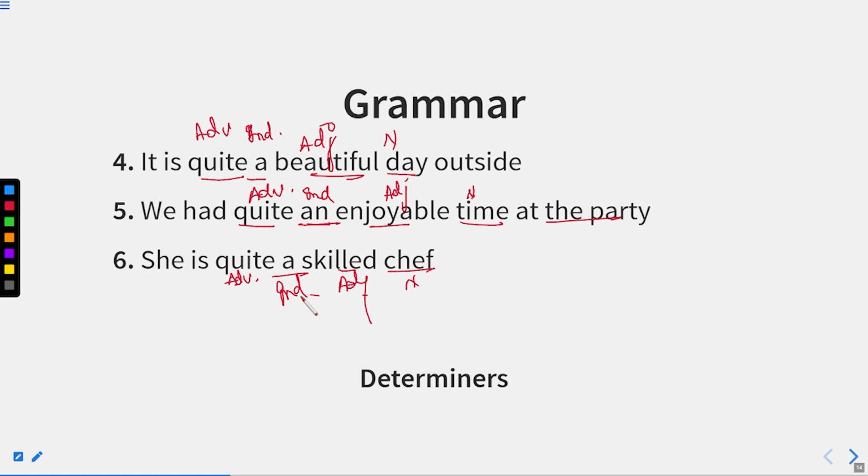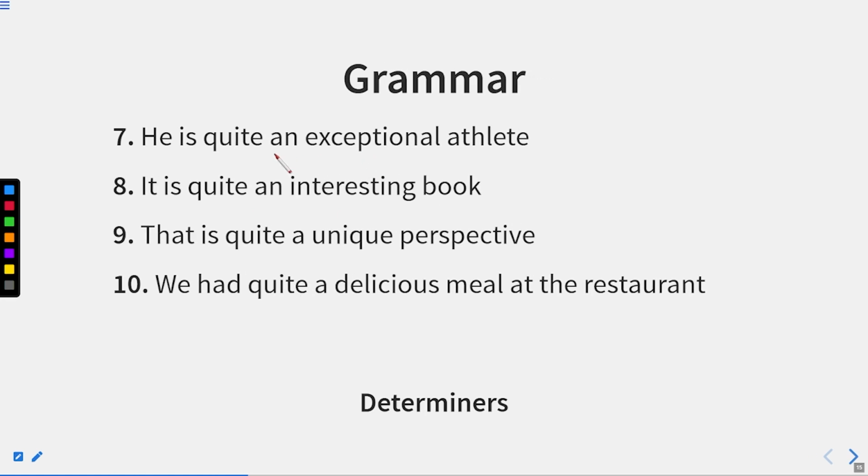Now let us move to the next one. He is quite an exceptional athlete. It is quite an interesting book. Book is a noun, interesting is an adjective, and a or an depends on this word. So interesting is beginning with a vowel sound. We are using the indefinite article an before it, and quite is an adverb.